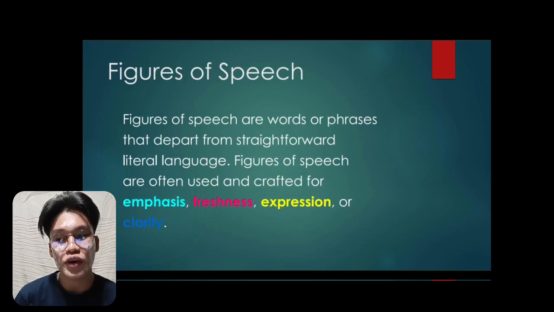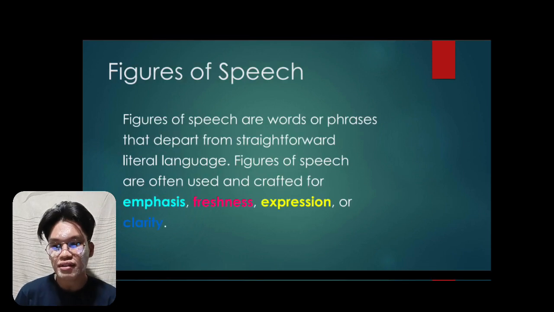So, figures of speech are words or phrases that depart from straightforward literal language. So figures of speech are often used and crafted for emphasis, freshness, expression, or clarity.